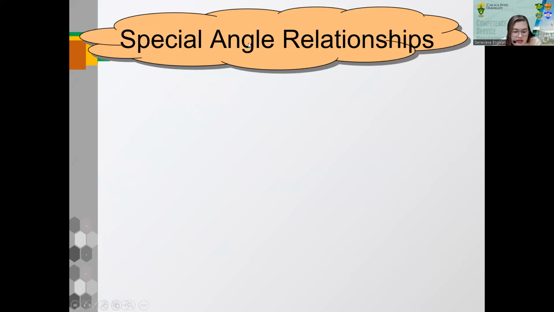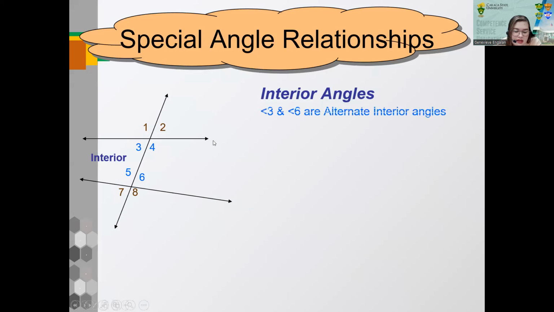Okay, these are the special angle relationships. So if we have a transversal line tapos na kay duha ka lines katpe transversal line. So kining si 3, 4, 5, 6 are interior angles and si 1 and si 2, 7 and 8 are the exterior angles. So natay gitawag nga alternate interior angles. So kana si 3 ug si 6, they are alternate interior angles. And also si 4 ug si 5 are also alternate interior angles. So interior tapos alternate sila. Kana 3 and 6, 4 and 5.